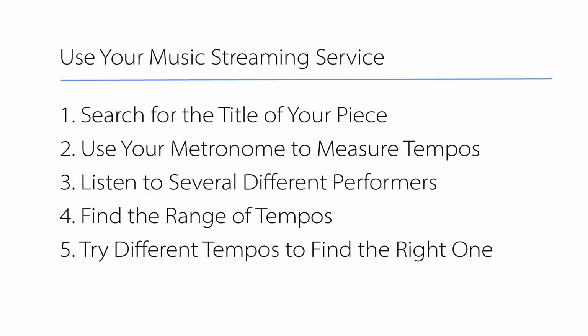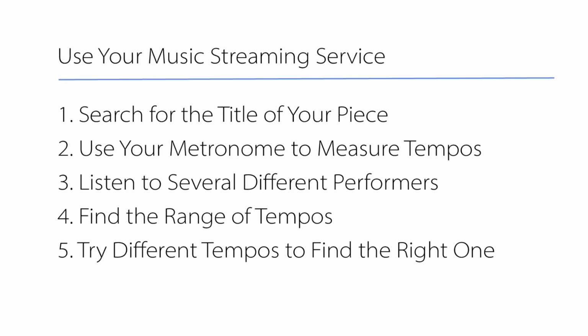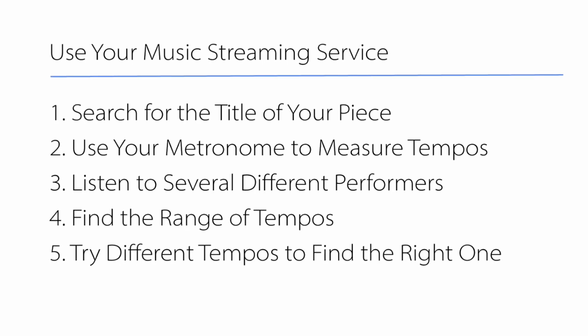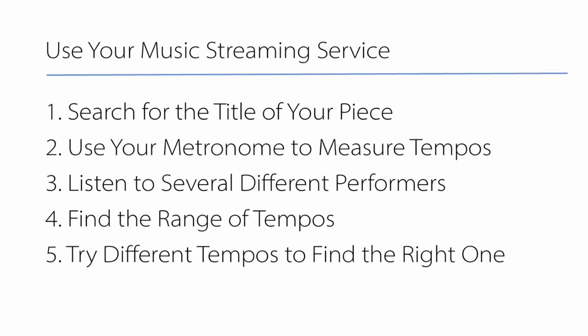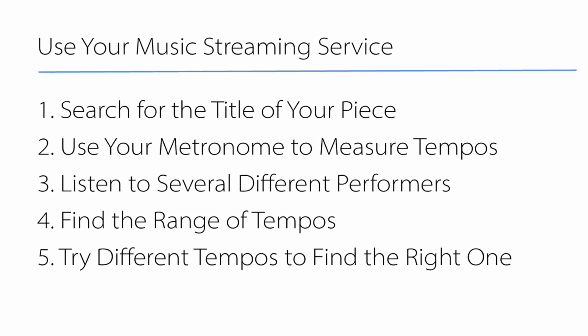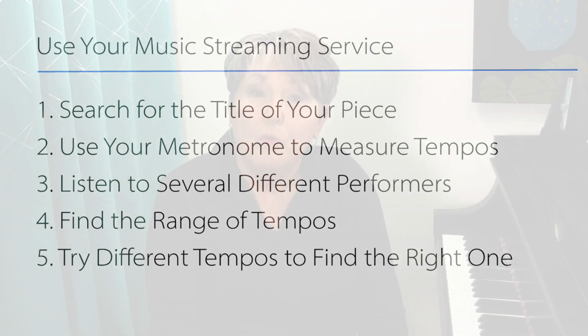So now we have several ways to determine what the final tempo should be based on the markings in the score. But there are other ways to determine the final tempo aside from the score itself. One good way is to listen to how other performers play the piece. This works for any piece, from classical to contemporary. Just search for the piece on your favorite music streaming service. Use your metronome to get an idea of the performer's tempo and whether that tempo works for you.